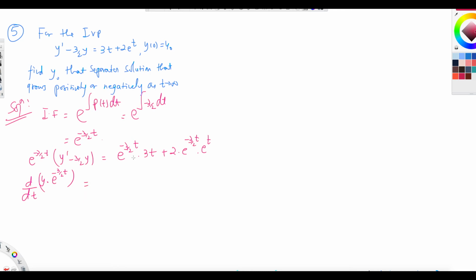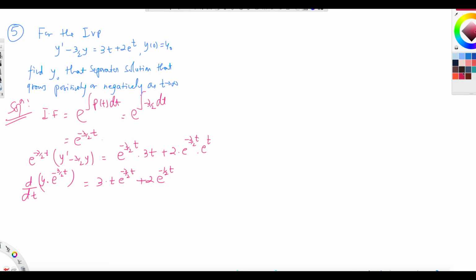And on the right side you have to do the integration by parts. How do you do that? Let me copy that one more time. 3 times t e to the negative 3 half t, and then plus 2 times e to the negative 1 half t, because they have the same base. You combine those two, you write e to the negative 3 half plus 1, that is negative 1 half, and the t is outside. So that's what you get.